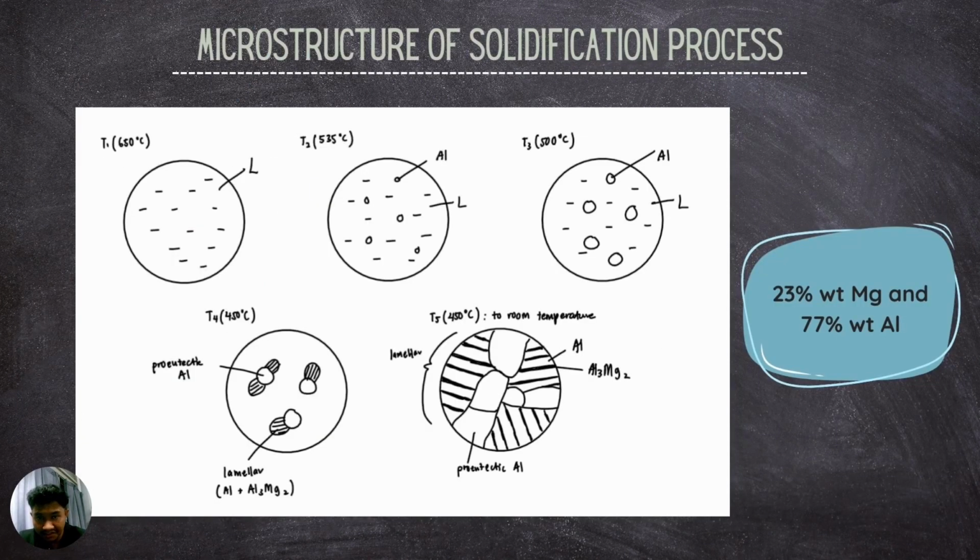So this is the microstructure of 23% of magnesium. We have five here. So for the first, all is in liquid phase. Then the aluminum will start to occur and the lamella structure will start to be created. And at room temperature, we will get this microstructure.